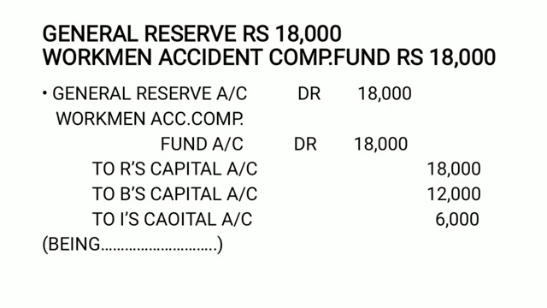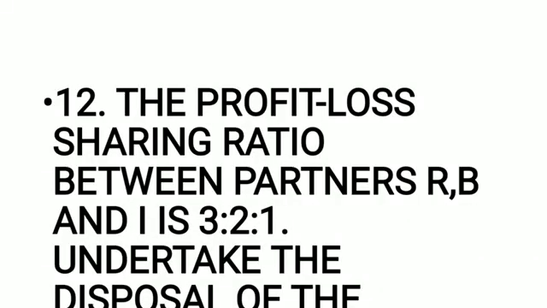So let us deal with the first one. General reserve is of rupees 18,000. Workman accident compensation fund is again of 18,000. And what is the profit sharing ratio? 3:2:1.